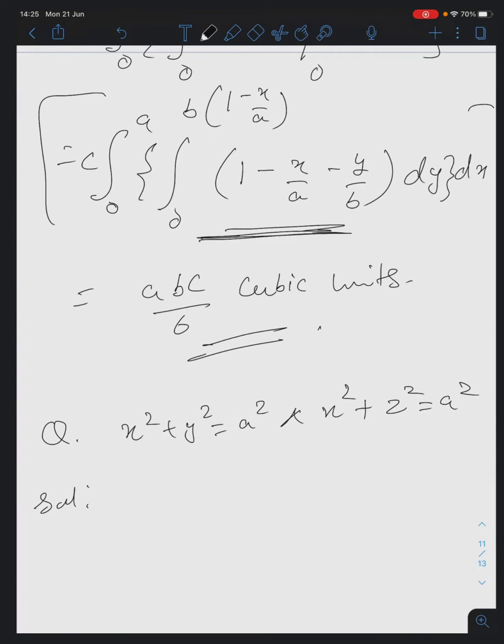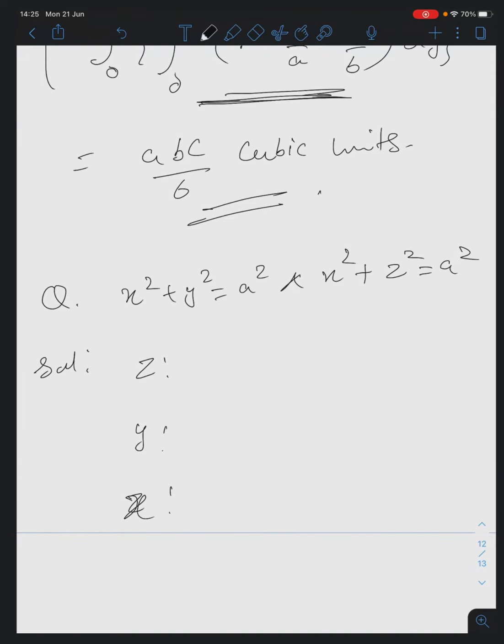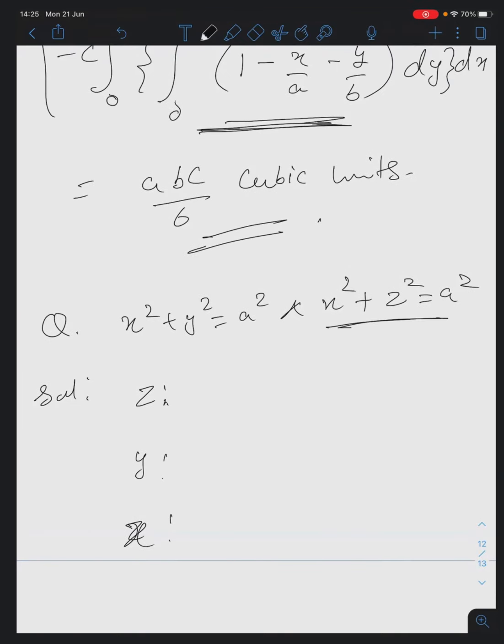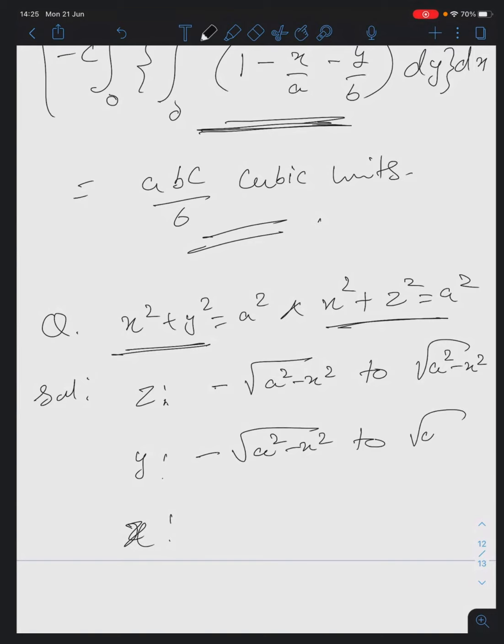If you use the triple integral, you need to write the limits of z, limits of y, and limits of x. So limits of z, if you consider this one, what will it be? It will be minus root over of a square minus x square to plus root over of a square minus x square. Limits of y also, from this one you can write, limits of y is minus root over of a square minus x square to plus root over of a square minus x square. And what about the limits of x? Limits of x will be minus a to plus a. Understood? Yes, ma'am.